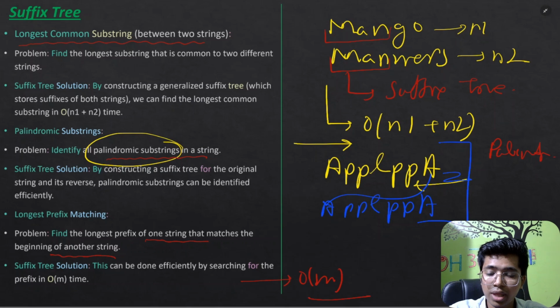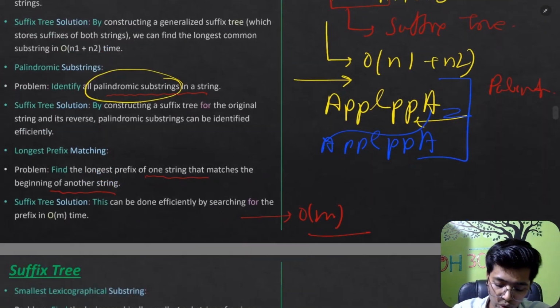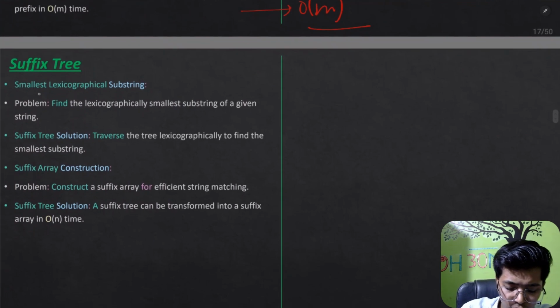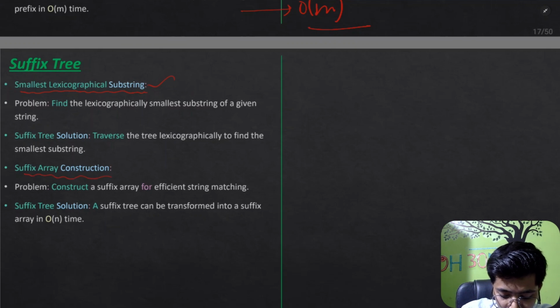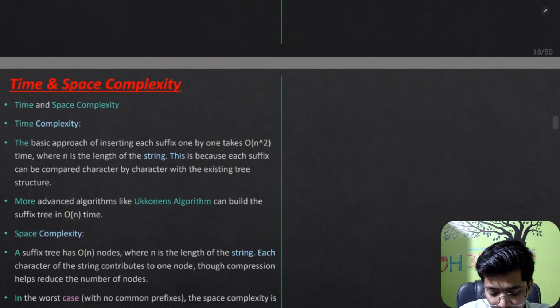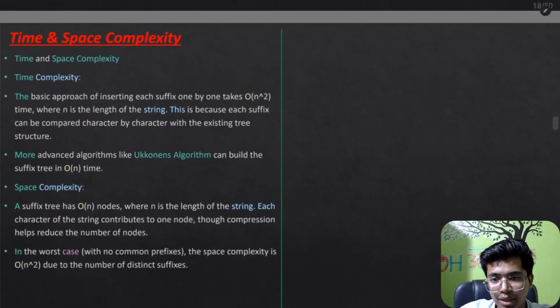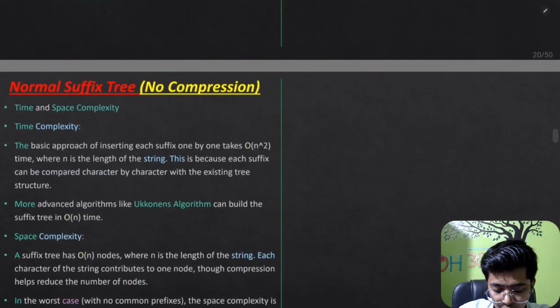Now after we have understood the suffix trie, there are two main ways we can implement it in code. First, the general approach, which takes big O of n squared, a very huge time, but the code is very easy. Second, Ukkonen's algorithm, where the code is very difficult to understand the first time, but it takes very efficient time complexity, big O of n. So we'll be understanding that. There are more: for finding lexicographical substrings we can again use the suffix trie, and for suffix array construction we can utilize the suffix tree. I'll come to the time and space complexity later.